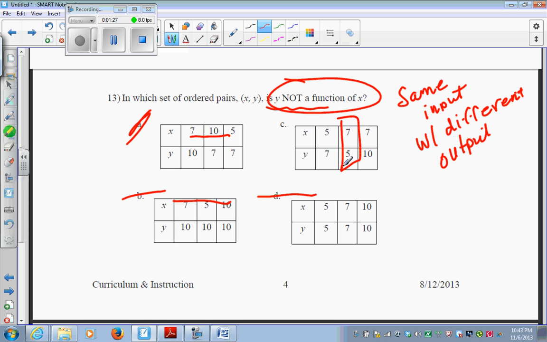So now we've got two sets with the same input, which is okay as long as they have the same output. But there's no such thing as a function that if you put in a 7, you'll get a 5 out, and then put in a 7 again and get a 10 out. So C is the one that is not a function because you have the same input with a different output.